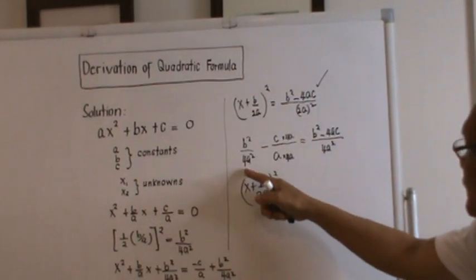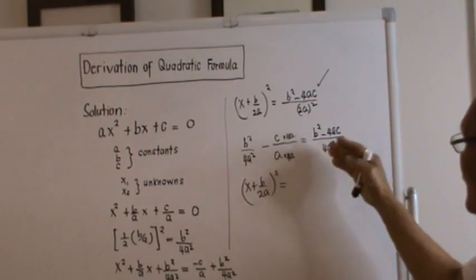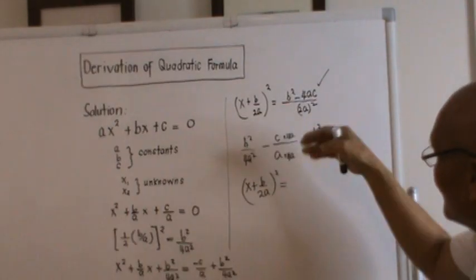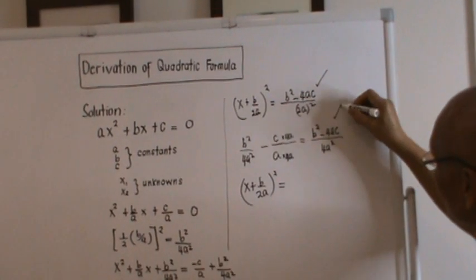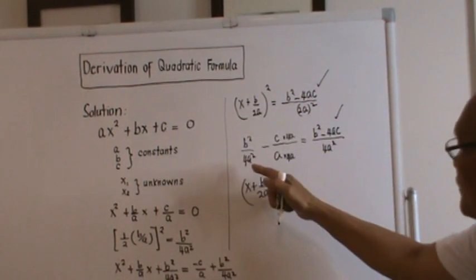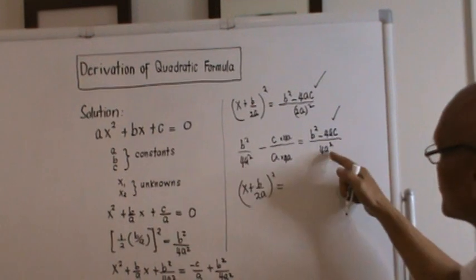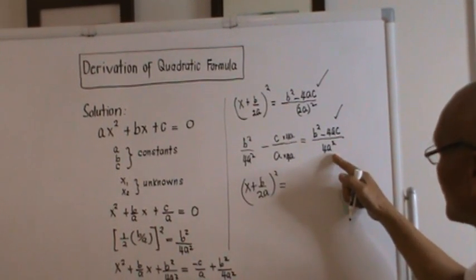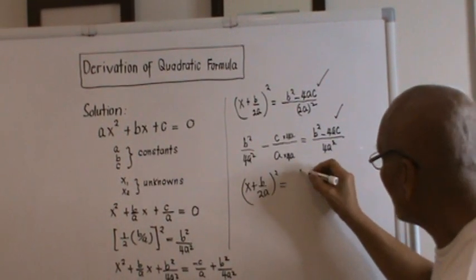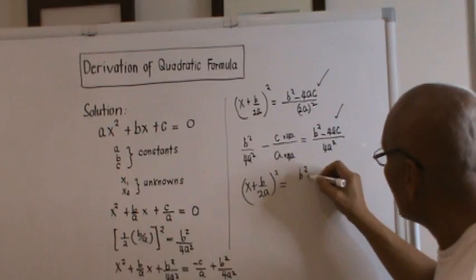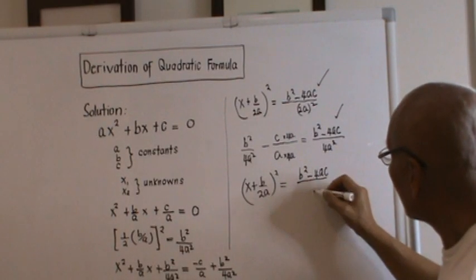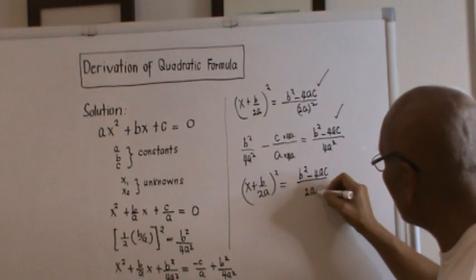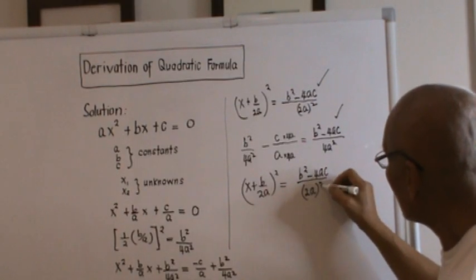This is 4a squared, this is 4a squared. So actually, if we try to simplify this one, this will be the resulting numerator, and the denominator will be the common denominator, which is 4a squared. So this is over 4a squared. And this should be equal to b squared minus 4ac over 2a quantity squared.